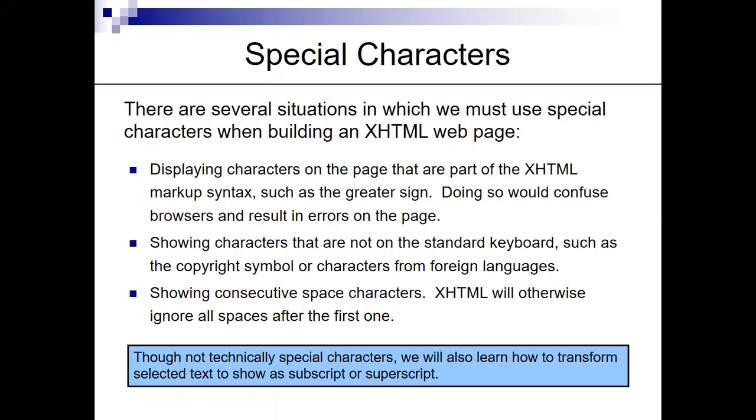There are several situations in which you must use special characters in building an XHTML page. For example, displaying characters on the page that are part of the XML markup syntax, showing characters that are not on the standard keyboard, like the copyright symbol, and of course, showing consecutive space characters. For example, if you want to create some spaces between different elements within your content, you can always use these characters.